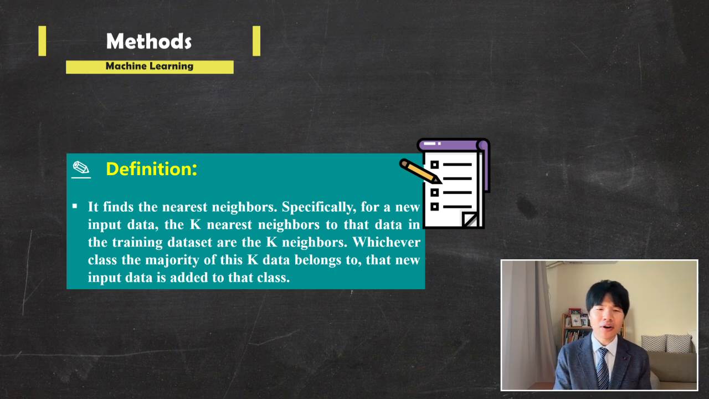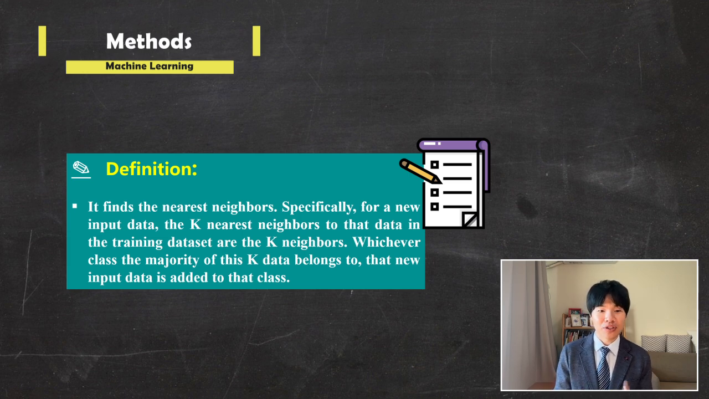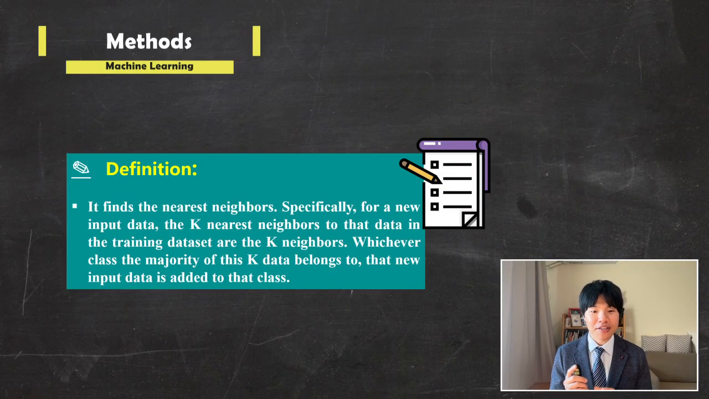Now, let's consider a scenario where k equals 5. We found that among the shapes close to the green circle, there are 3 blue squares and 2 red triangles. In this situation, the green circle mostly belongs to the blue category.